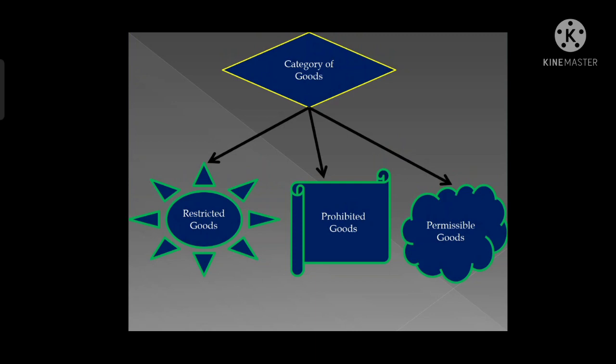What is the prohibited good? The goods which are banned for importing and the goods which are banned from exporting are called prohibited. It means goods which can't be imported and can't be exported.